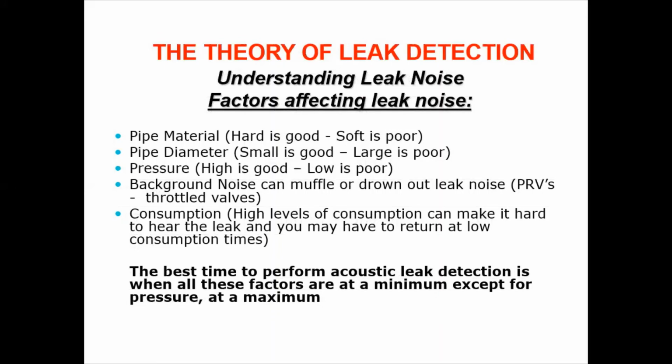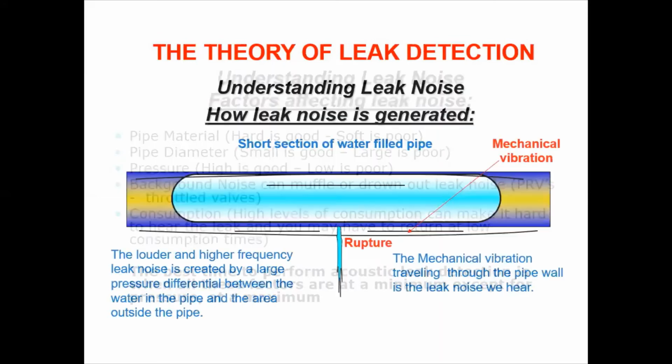So some factors affecting leak noise: pipe material, again, hard is good, soft is poor. Pipe diameter, small is good, large is poor. Pressure, it's very important. High is good, low is poor. Background noise can muffle or drown out leak noises, PRVs and throttle valves. Consumption, high levels of consumption can make it hard to hear the leak, and you may have to return at low consumption times. So the best time to perform acoustic leak detection is when all these factors are at a minimum, except for pressure at a maximum.